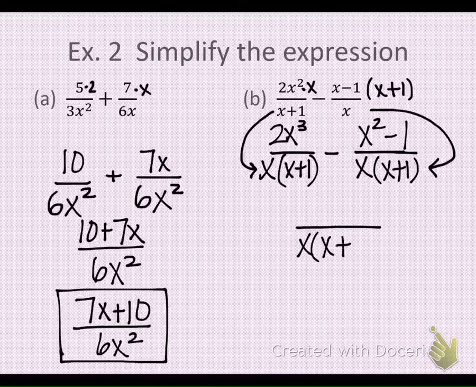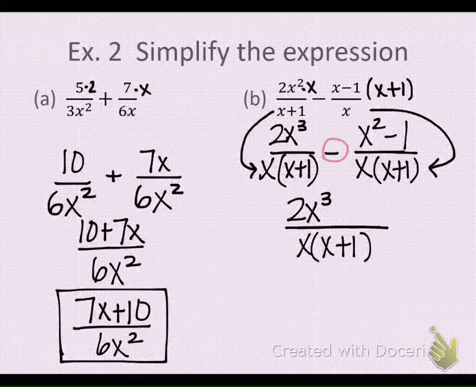We've got x times x plus 1. Do we do anything to the numerator in the first fraction? Or can we just bring it down? Bring it down. But what has to happen to the second numerator? What are we actually going to be bringing down? Okay, this is a subtraction problem. So we're going to bring down negative x squared and positive 1. Awesome.